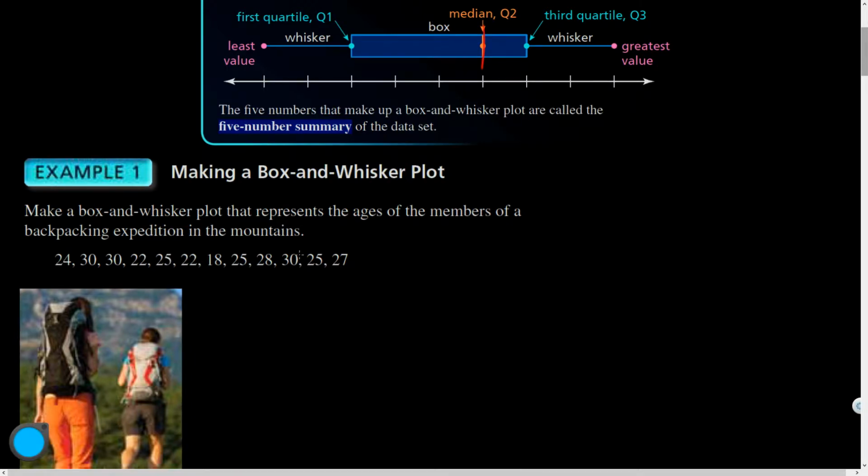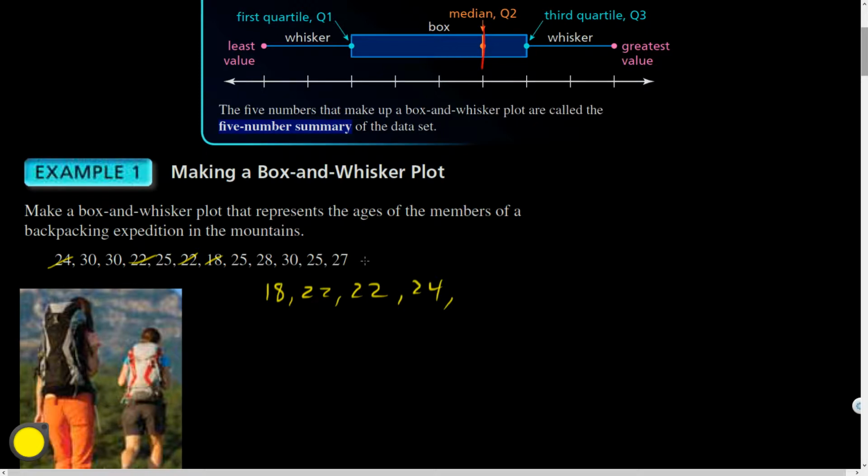It says, make a box and whisker plot that represents the ages of all the members of the backpacking expedition. So the first thing is to organize this in order. I'm going to have 18, I think, is the smallest number. No, 19. No, 20, 21, 22 I think is the next smallest. Right, 22, I've got one of those there. Another 22. 24, I think, is the next lowest.